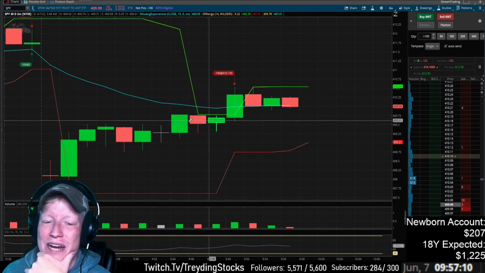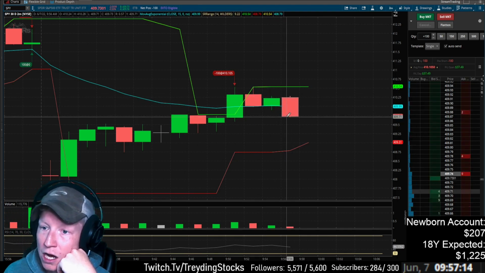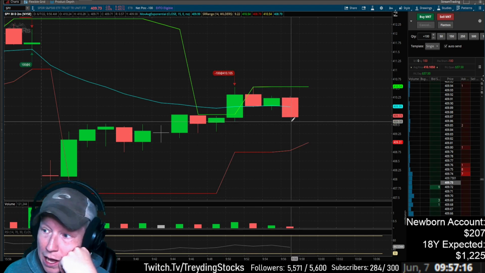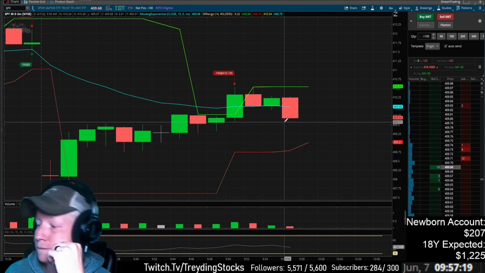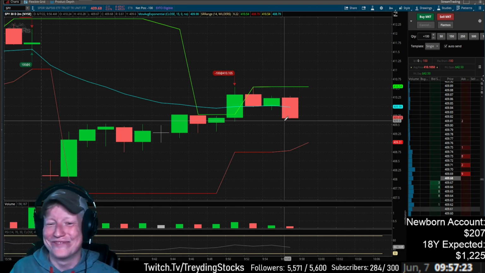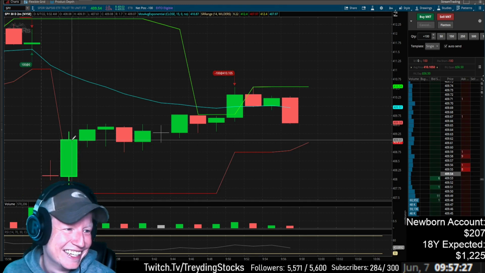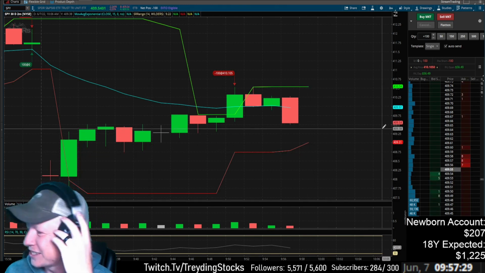Alright, we're chilling sideways here. Hopefully this isn't a bull flag. Hopefully this is SPY running into resistance. Here we go. Nice move. We're up $60.